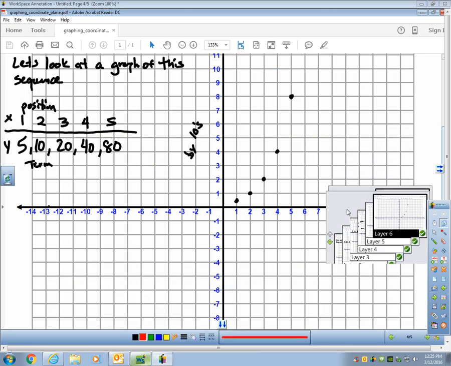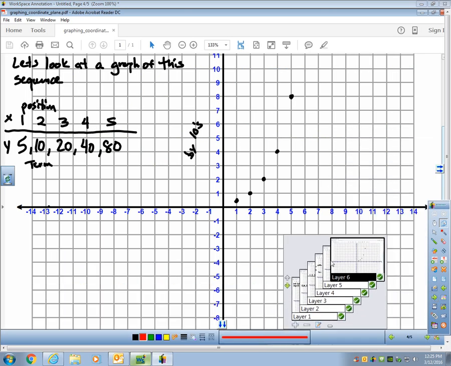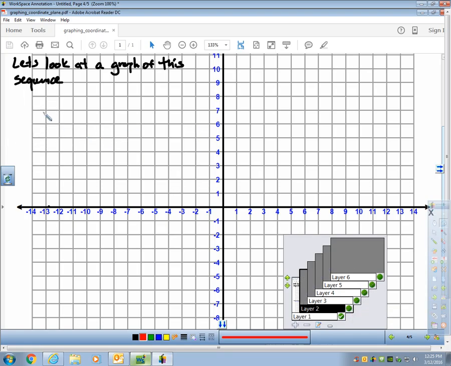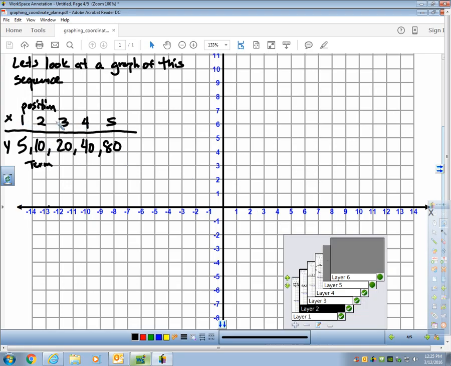Let's look at a graph of that. If I want to look at a graph of this, I should have turned these off ahead of time so I have this in order. Let's look at a graph of the sequence we just had. There was the sequence, 5, 10, 20, 40, 80. If I make a table of that sequence, the position is the x value, and the y's are the terms.